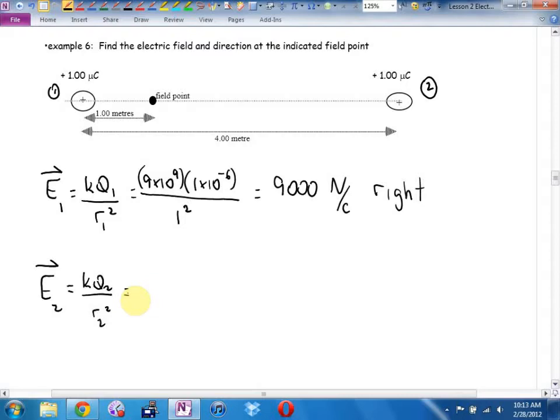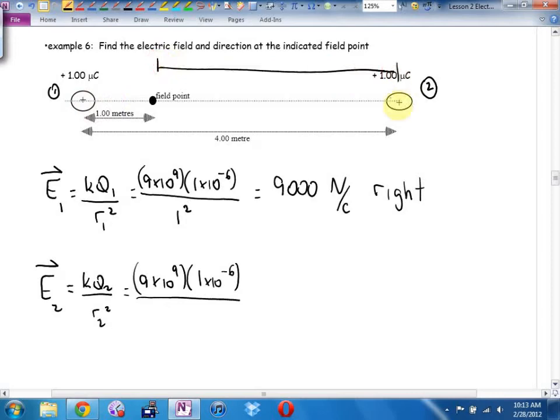I'd like to find the net electric field there. That's going to be 9 times 10 to the 9th, also 1 times 10 to the negative 6, divided by, oh, I got to be careful. I was almost going to write down 4 squared, but it's not. This whole distance is 4. This distance is 1. What's that distance there? It's going to be 3 squared. And once again, I'm going to argue that I don't really need a calculator, because isn't this going to be 9 divided by 9?